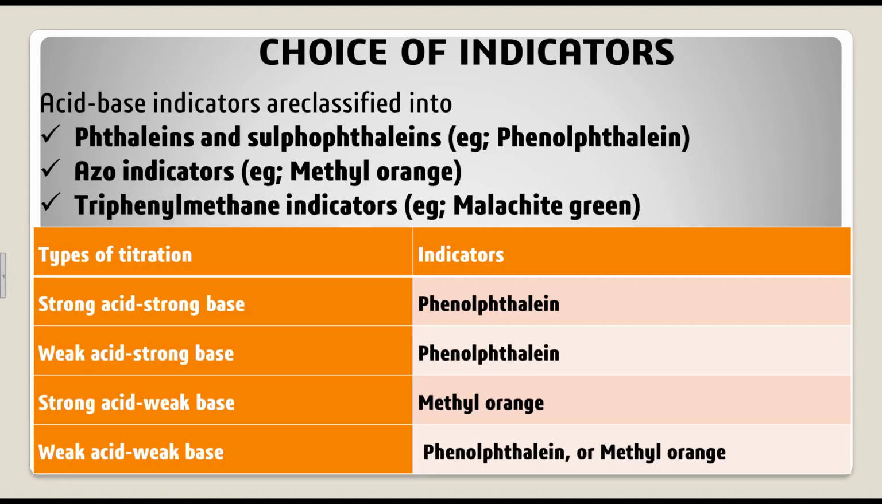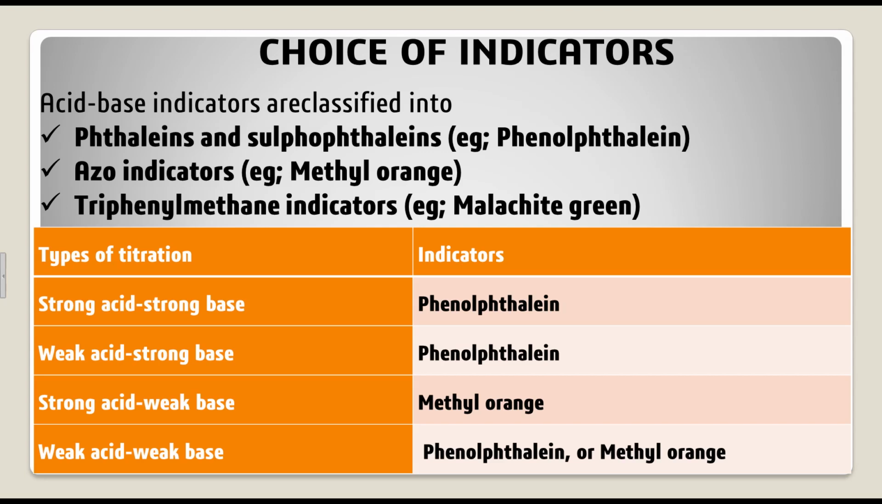Now, what is the choice of indicator for acid-base titration? Number one is phenolphthalein, number two is methyl orange, number three is malachite green. Phenolphthalein is a combination of phthalein and sulfonphthalein. Azo indicator is called methyl orange. Triphenyl methane indicator is called malachite green.